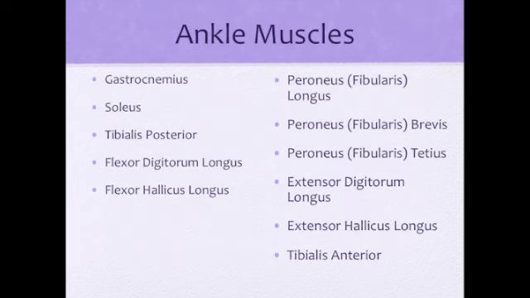The muscles of the ankle include the gastrocnemius, the soleus, the tibialis posterior, flexor digitorum longus, the flexor hallucis longus, peroneus fibularis longus, peroneus fibularis brevis, peroneus fibularis tertius, the extensor digitorum longus, the extensor hallucis longus, and the tibialis anterior.